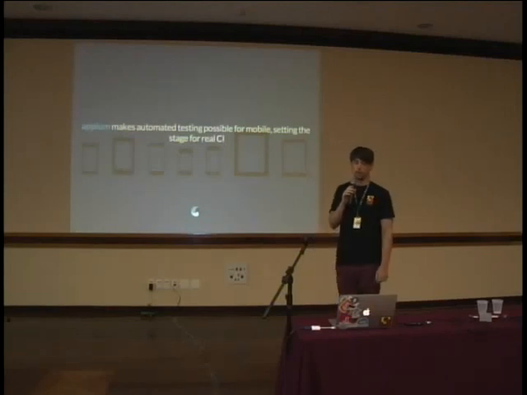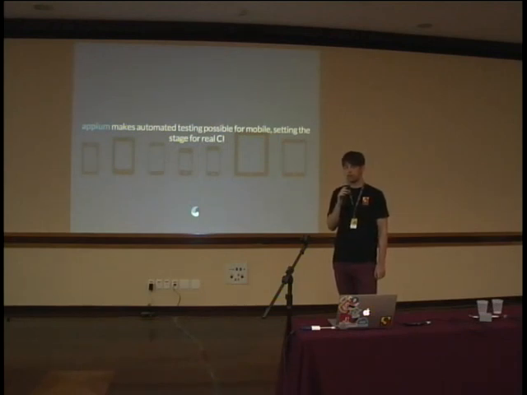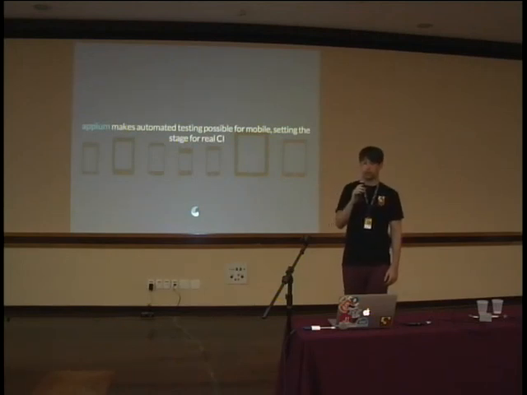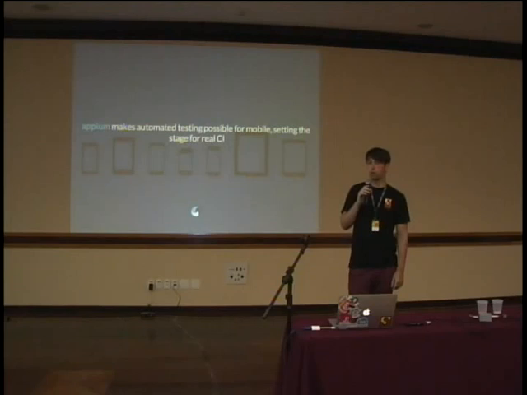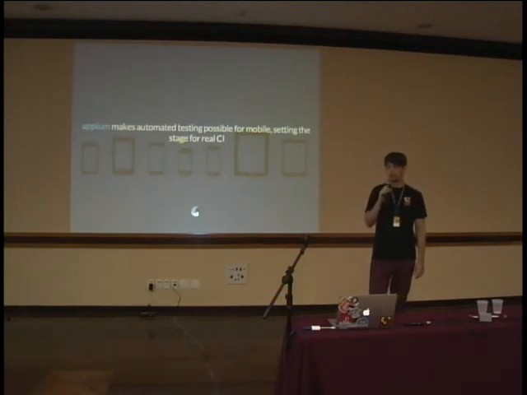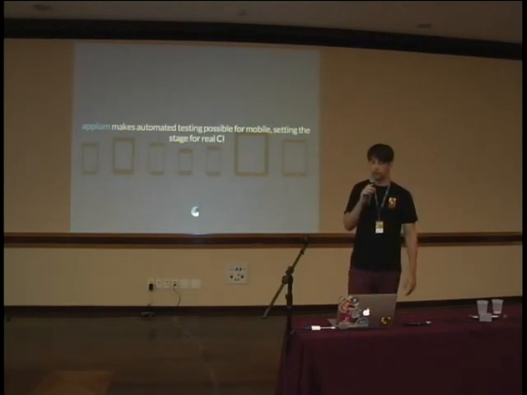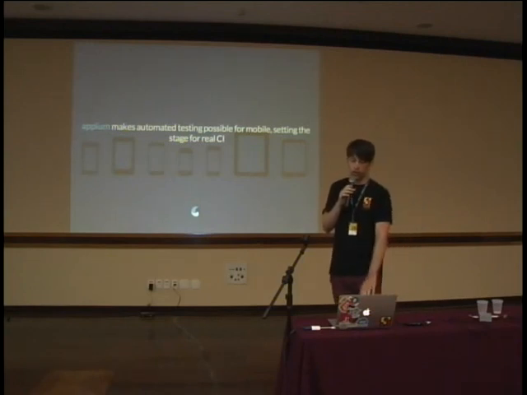It basically makes testing possible for mobile devices, because before Appium it was not easy to automate especially native apps or hybrid apps. And Appium is our solution to making CI possible for mobile devices, because without automated testing it is really, really hard to make quality applications.